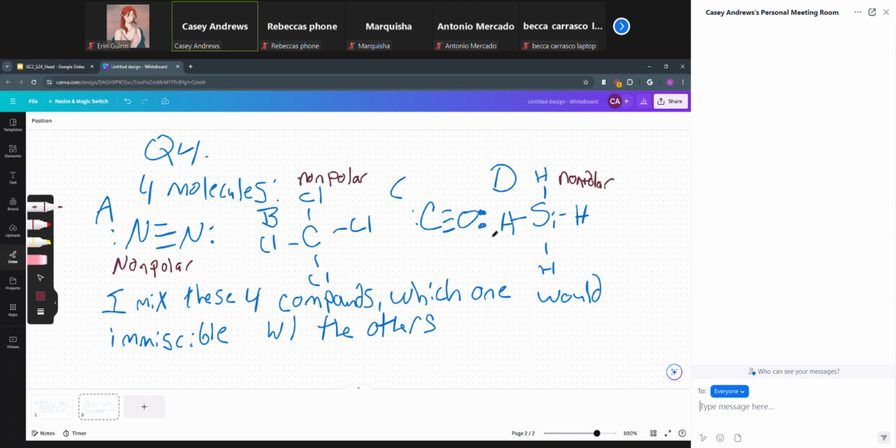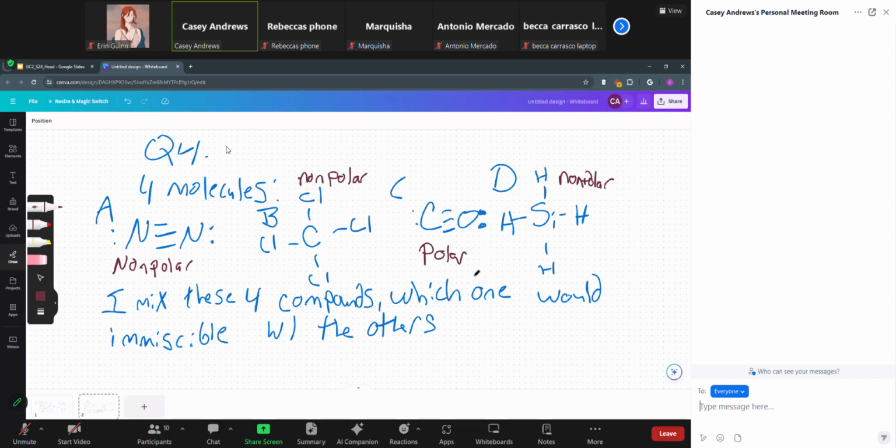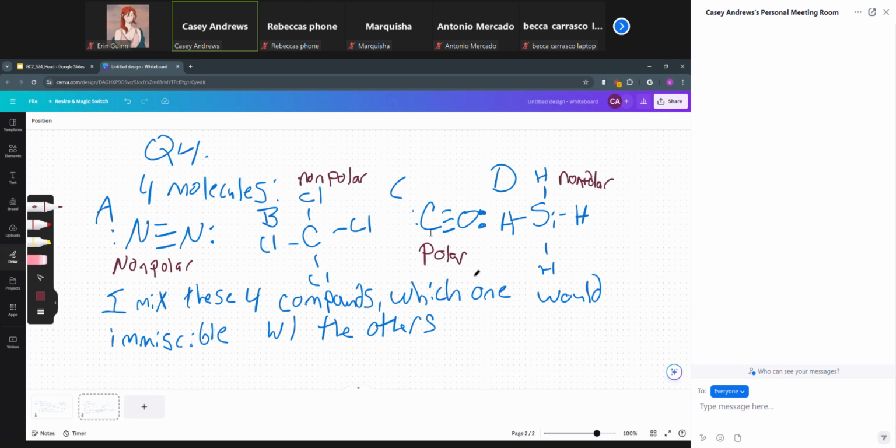When you have a carbon and oxygen bonded to each other, that is going to be a polar bond. So here, carbon monoxide is a polar molecule. The other three are non-polar, so C is the immiscible compound. It has a different property than the other three molecules. So carbon monoxide would separate from everything else. So that's our little review there, just looking at these molecules, seeing what's polar and non-polar.